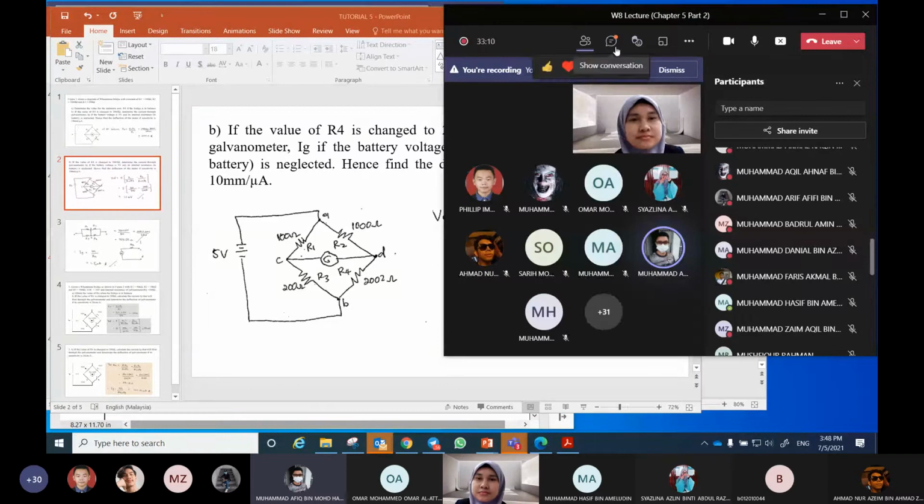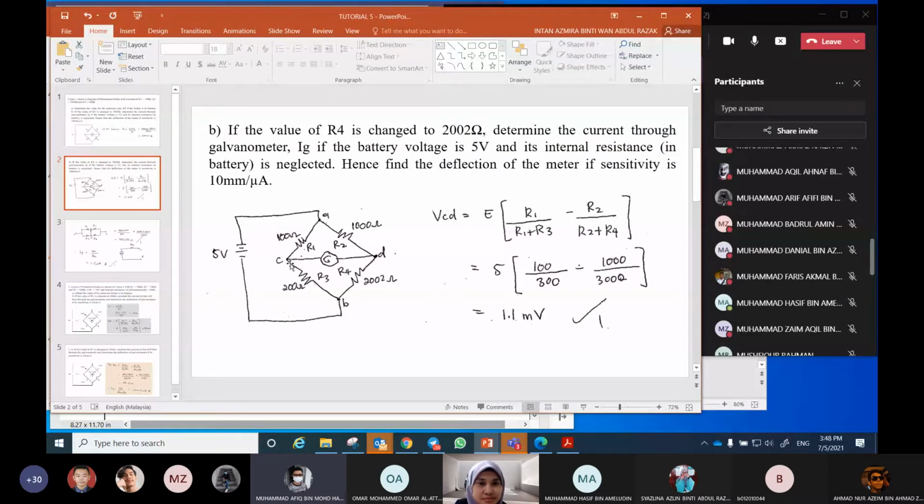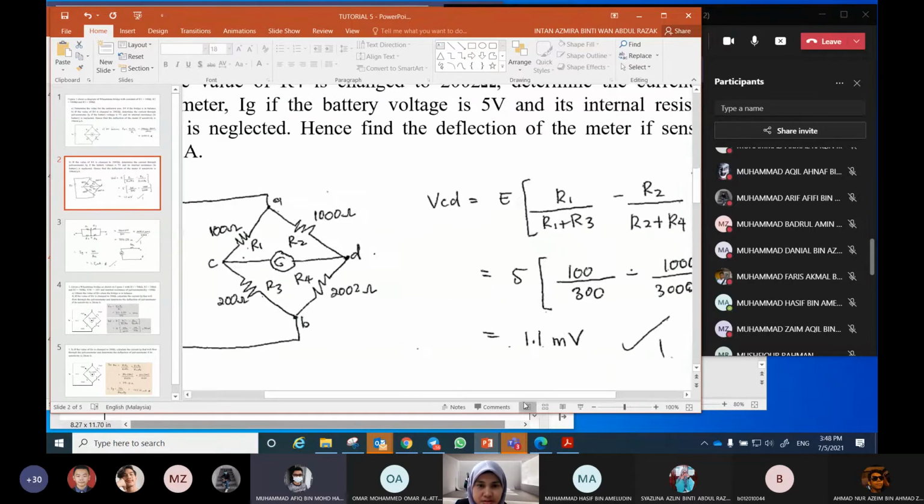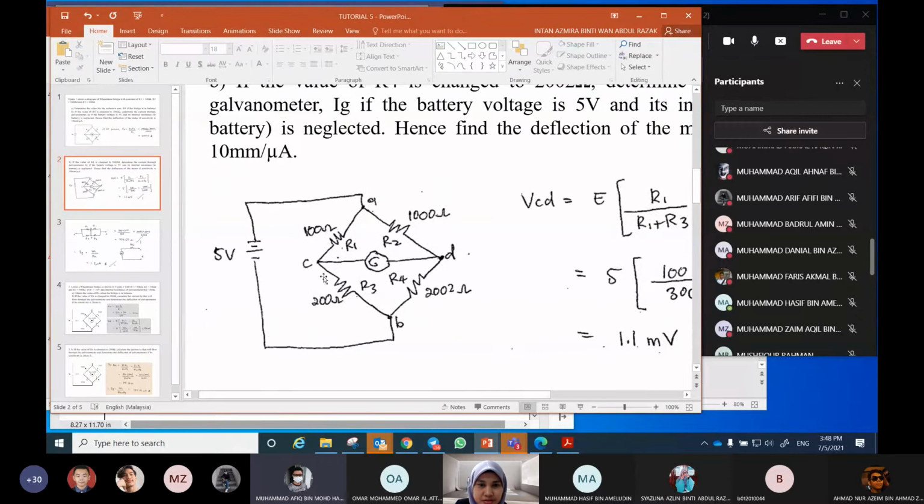VTH equals VA minus VB. Once we have found VTH, which one is VA and which one is VB here? Sorry, in this diagram it is VC minus VD. VC minus VD. VD, okay.